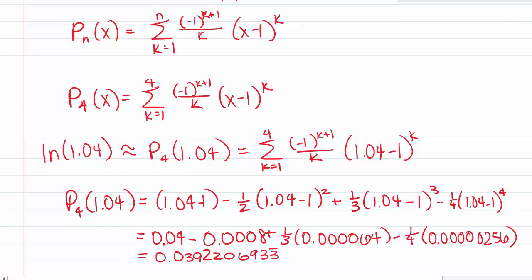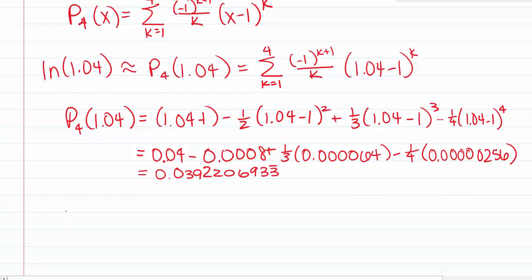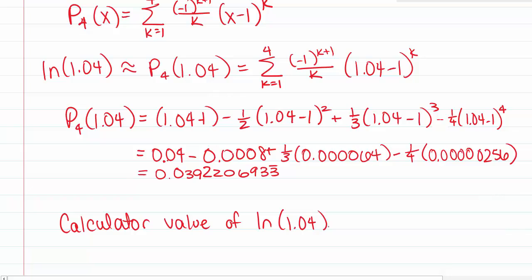And that's going to give us 0.03922066933 repeating. And we could compare that with the actual calculator value of natural log of 1.04 to see if we're actually anywhere close. And that calculator value is 0.03922207132. So you can see that we're correct up through the first 1, 2, 3, 4, 5, 6 terms. And after that, we're pretty close, but we're not exactly right.